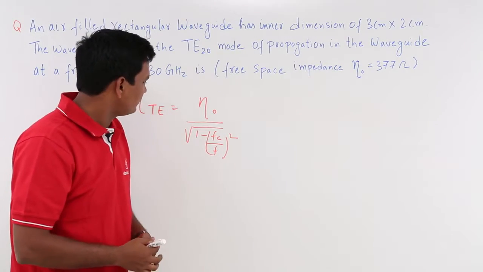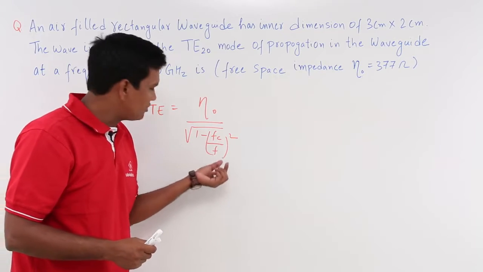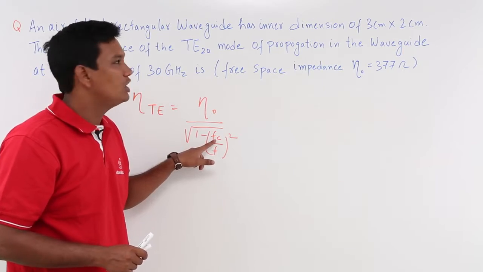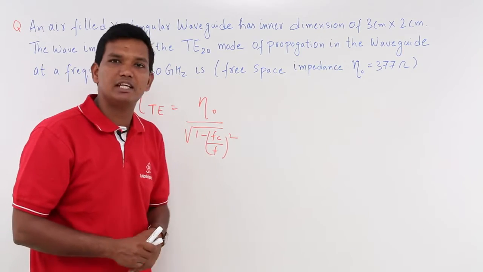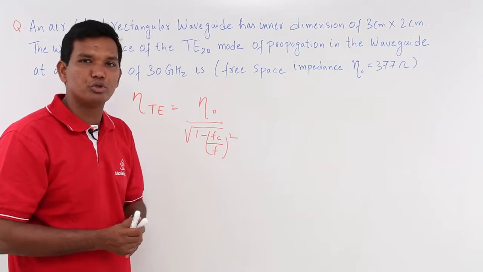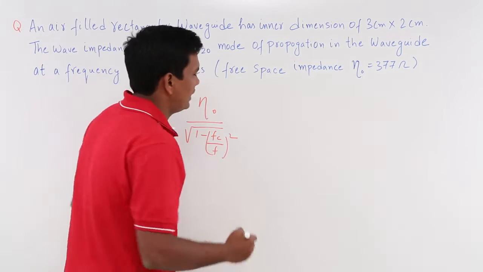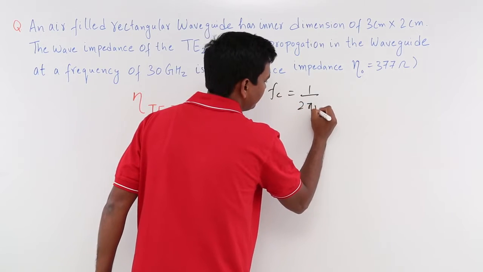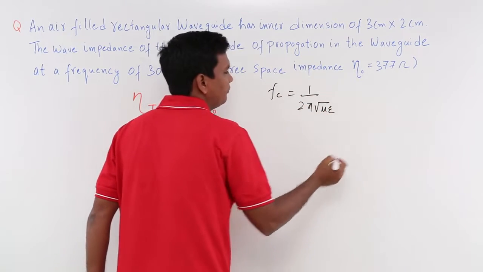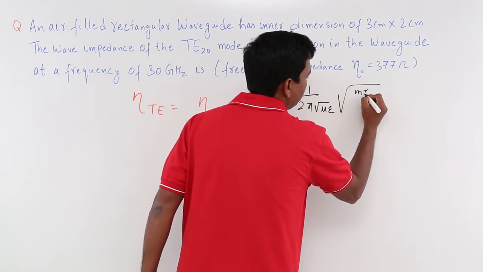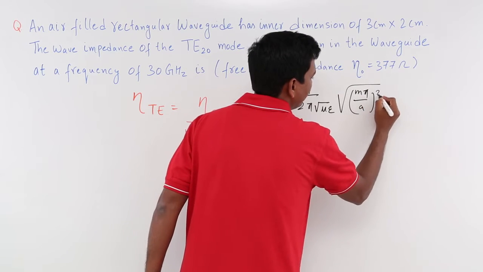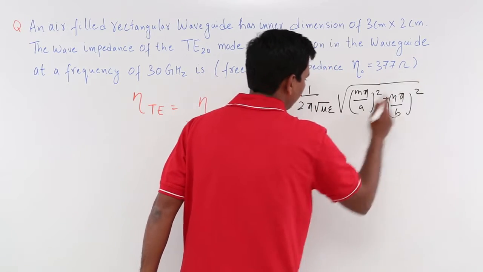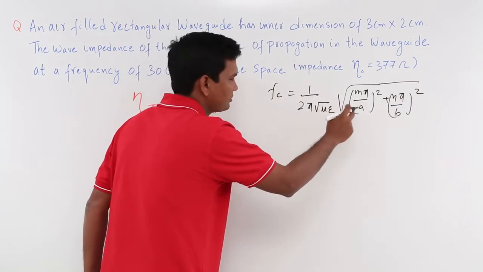But in order to solve this, first I need to find the cutoff frequency, right? You can see that here I need a cutoff frequency. So, I have to find the cutoff frequency in case of your TE mode, which is nothing but 20 mode. What is the formula we know? Fc is nothing but 1 by 2 pi root mu epsilon, times root over m pi by a the whole square plus n pi by b the whole square. And 1 by root over mu naught epsilon naught is C.